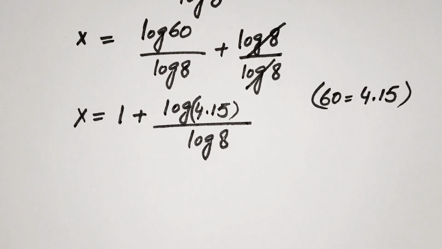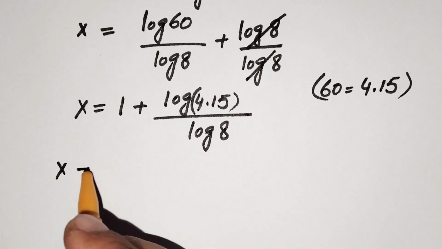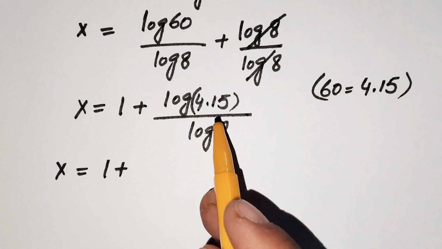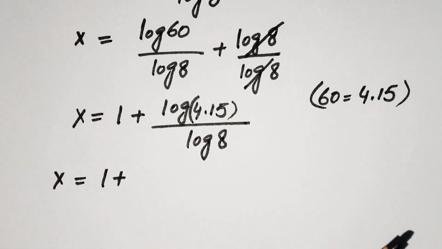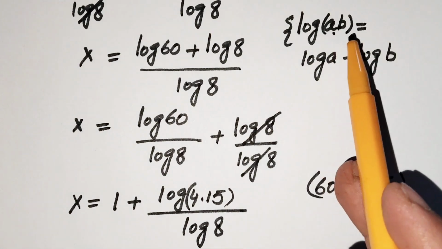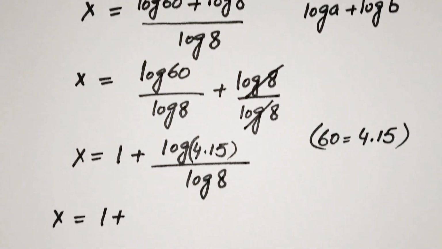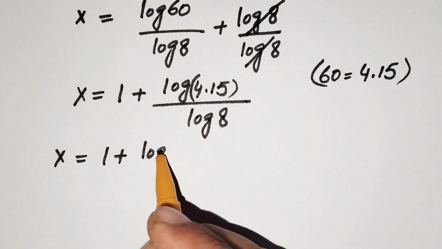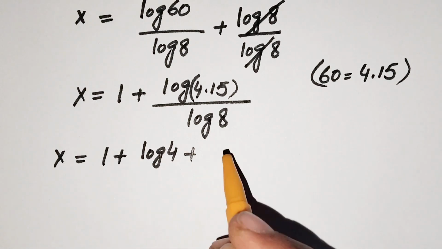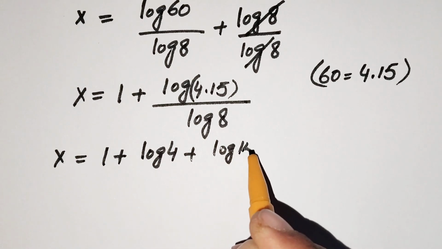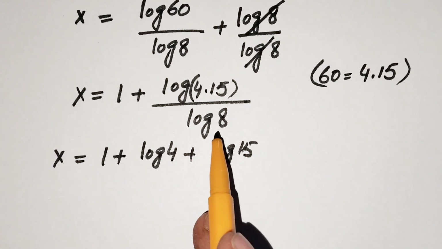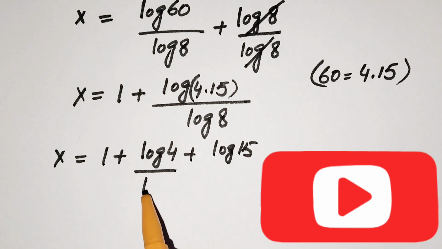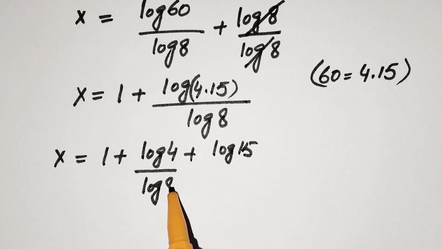So x is equal to 1 plus, now using again the logarithm product law, that log a times b is equal to log a plus log b. So now this will be equal to log 4 plus log 15, and we just write here this log 8 with both terms as a denominator, here as well log 8.